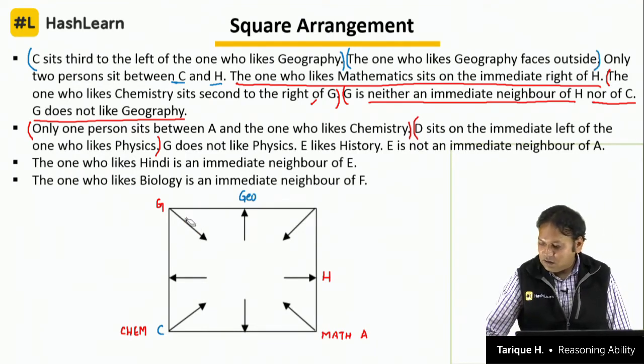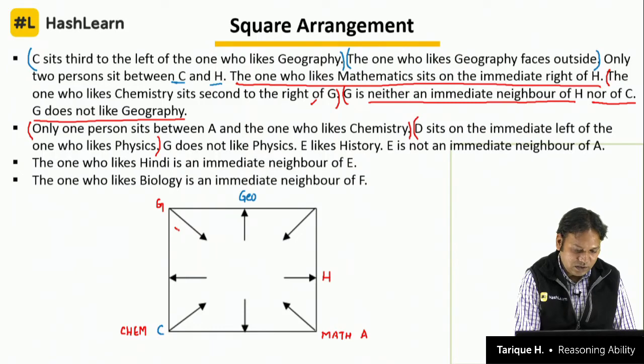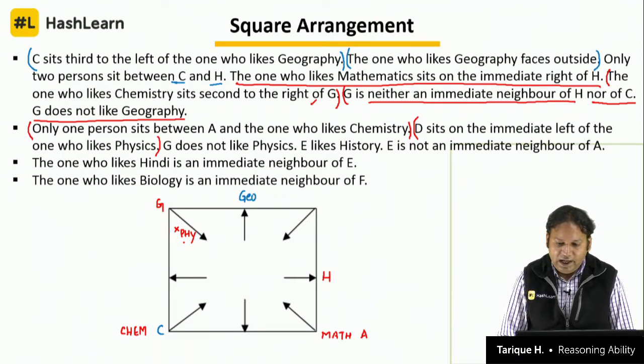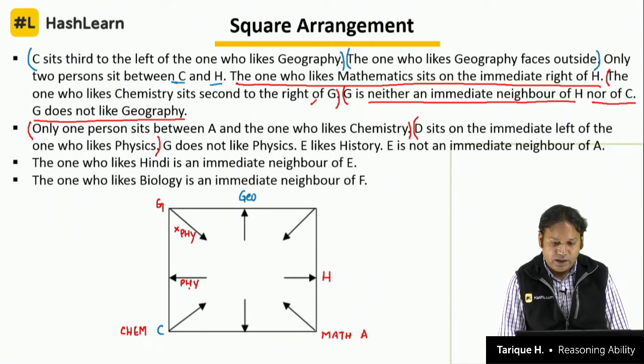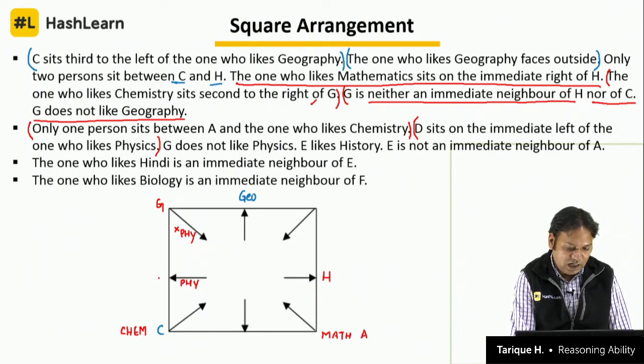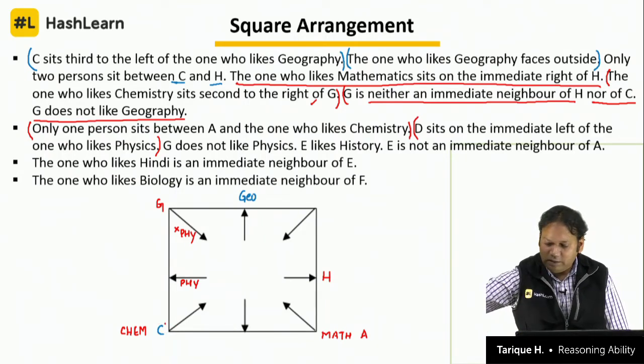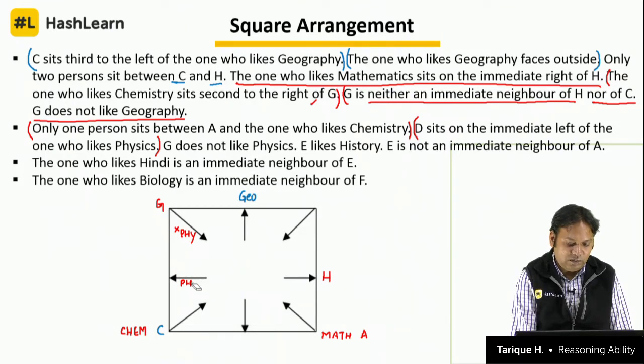G does not like physics. So let's cross here and say this cannot be physics. G does not like physics, and D sits on the immediate left of the one who likes physics. So if I take this as D and this as the one who likes physics, because we know the position of D with respect to the one who likes physics, then if this person is facing outside, immediate left should be D, but that is not possible. That means physics will not come in this particular position.